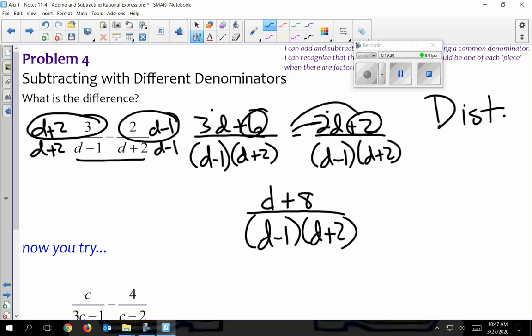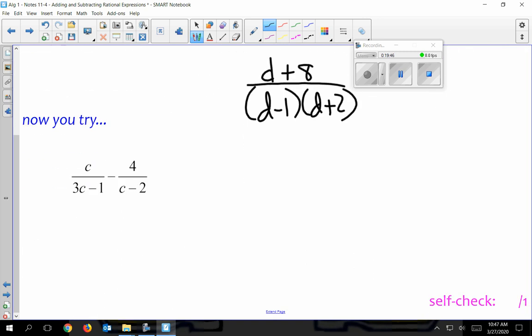So it looks like a lot. The bottoms really shouldn't be hard if you just remember, hey, just stick them together. But I have to multiply the tops by the opposite denominator. So why don't you guys give this one a shot, and then I'll hit pause and put the solution up.